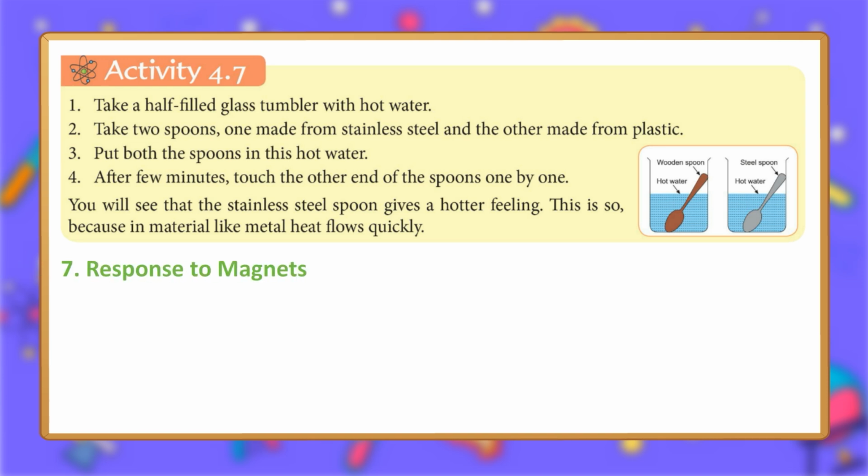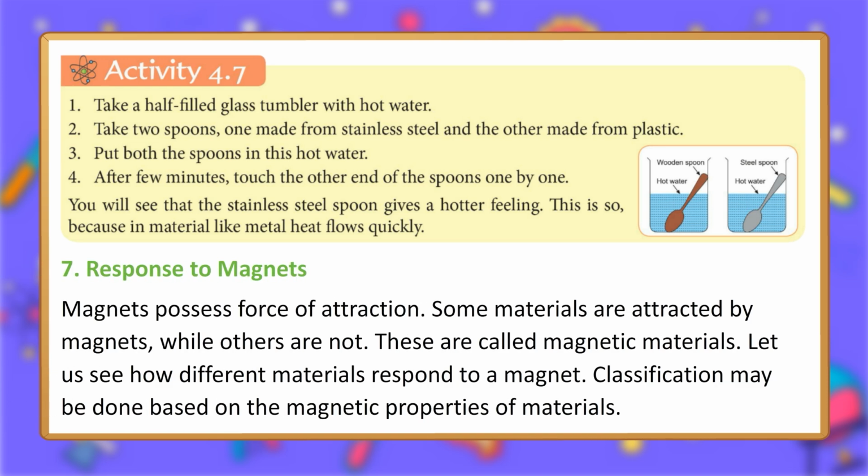7. Response to magnets. Magnets possess a force of attraction. Some materials are attracted by magnets, while others are not. These are called magnetic materials. Let us see how different materials respond to a magnet. Classification may be done based on the magnetic properties of materials.